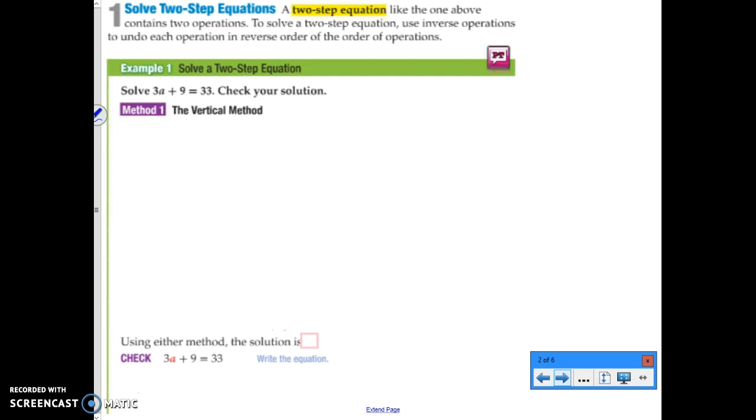There are two methods. The first method is the vertical method. The second method is the horizontal method. And I want you to just primarily stick with the vertical method here. I think we can keep our terms straight by doing that. So here they give me the equation 3a plus 9 equals 33. Always remember that when you're solving for a variable, you can always check your solution so you know whether or not you've come up with the correct solution.